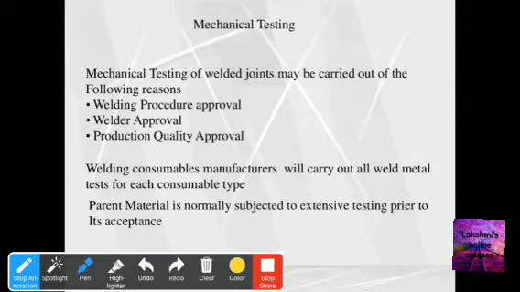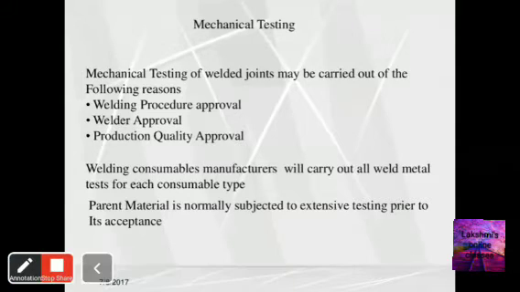reasons. Why are we using this testing? These are the reasons shared on our screen. One is welding procedure approval, second is welder approval, and third is product quality approval. These are the main reasons why we go for mechanical testing. That means the workpiece or specimen we take here must be collapsed.